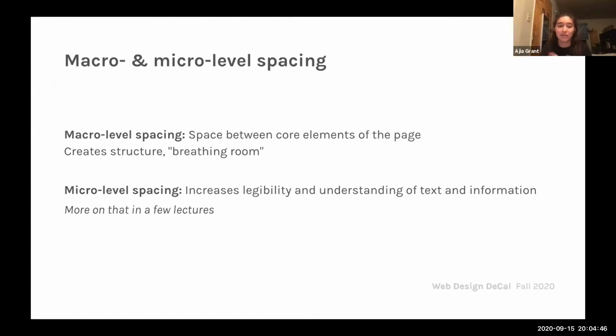So macro level spacing is the space between core elements of the page, and it creates structure and breathing room. So here's the first view that you have on the page, and then maybe you want to have another section below it, and just structuring your content throughout the whole thing that people are going to scroll through. We'll take a look at that in a second. And micro level spacing increases legibility and understanding of text and information. So more on that in a few lectures. We'll cover it briefly momentarily.